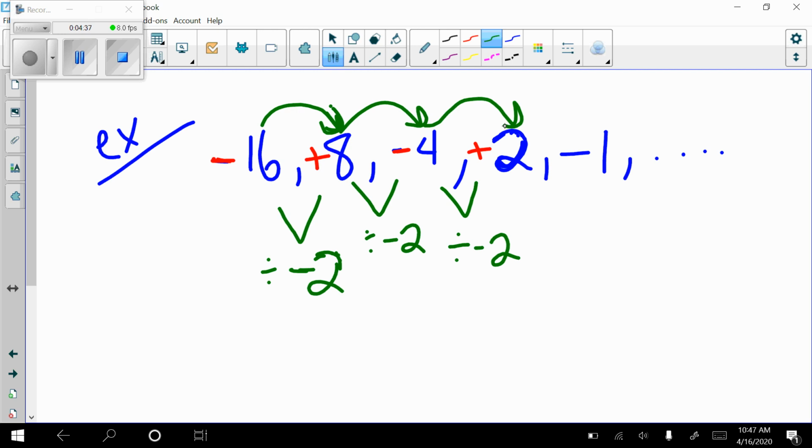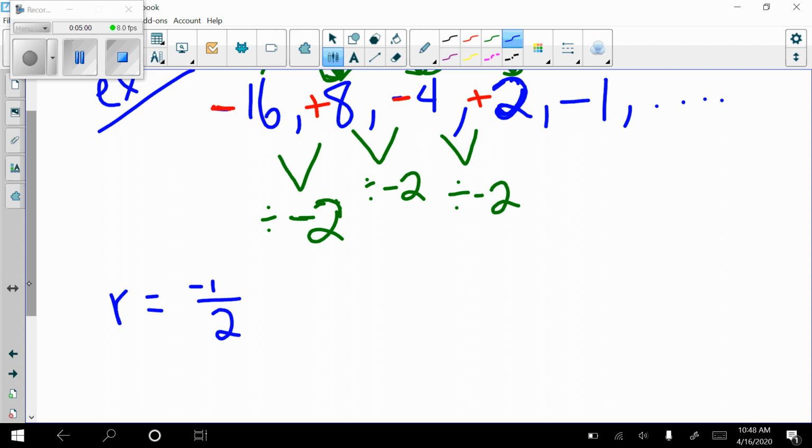And so what that means is for our R in the equation, instead of writing an equation with a division, we're going to write it as multiplication. Because it's negative, our R is negative, but because we're dividing by a 2, we're going to write it as a 1/2. So the equation is going to be A1, so negative 16 is that first number.